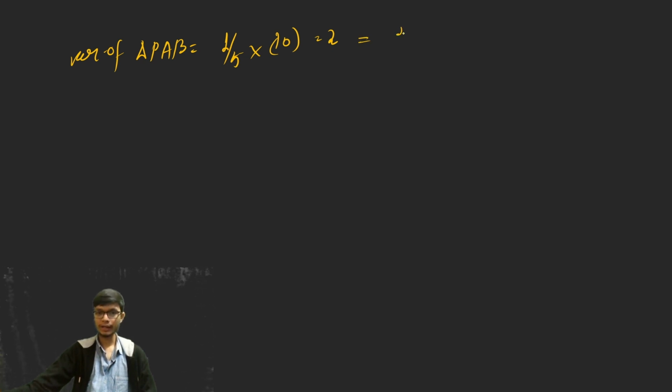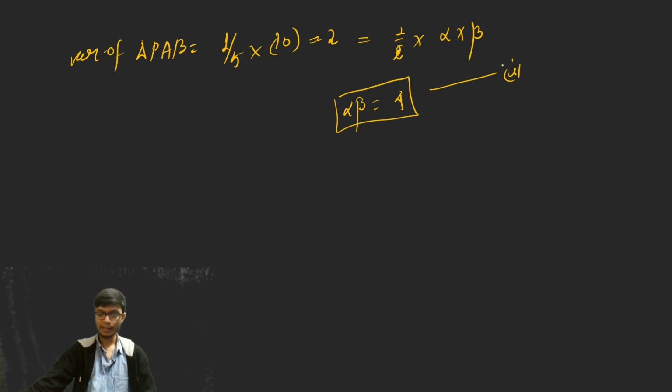And we know the area of the triangle is half into base into height, so this is half alpha into beta. From here I get the value of alpha beta as 4. So I have the product alpha beta, and let it be equation number 1.